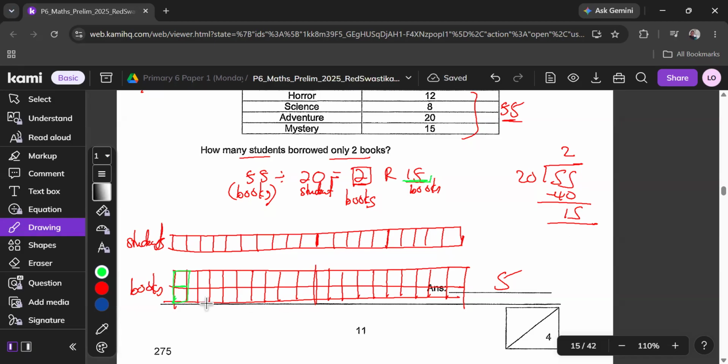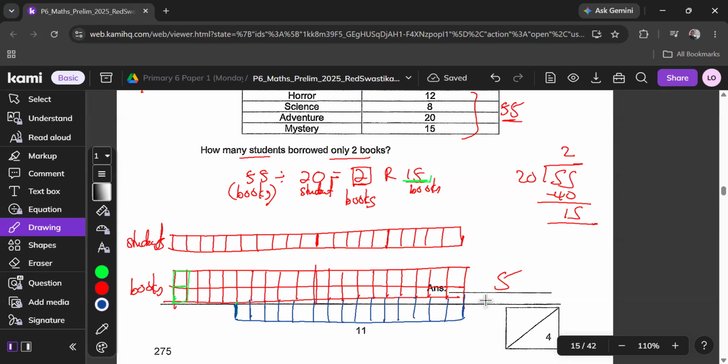So I'm going to put the 1, 2, 3, 4, 5 here. This is the remainder books. Let me just use a blue color. This is the remainder books, and I'm going to cut into 15. The remainder is 15. 1, 2, 3, 4, 5. 1, 2, 3, 4, 5. 1, 2, 3, 4, 5.